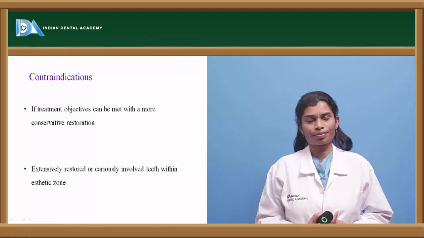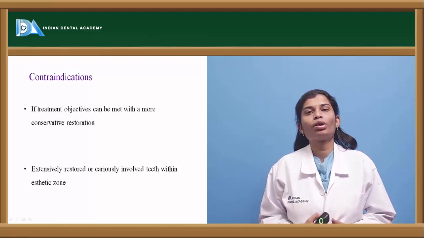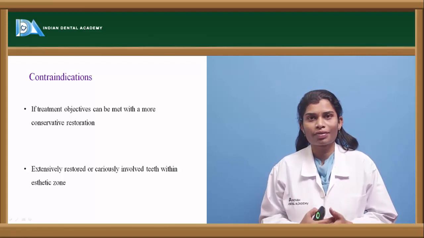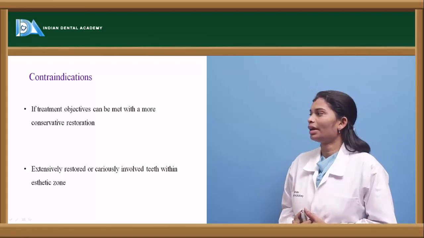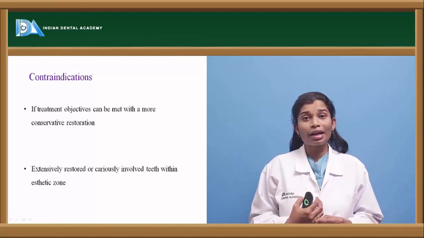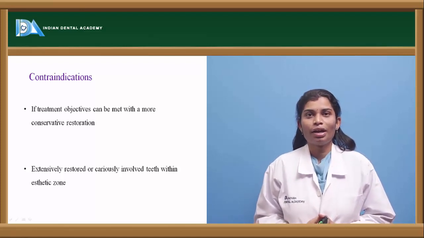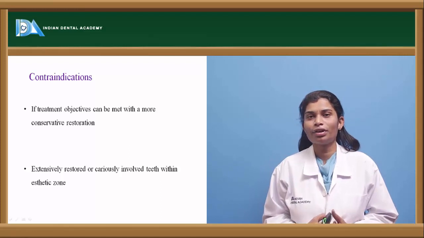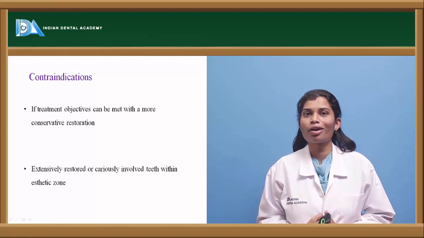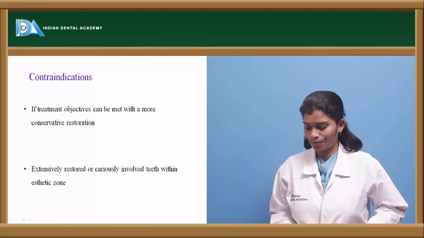Coming to the contraindications. Contraindications are if the treatment objectives can be met with a more conservative design. In such cases, you have to always vote for the more conservative design, like a partial veneer crown. And in cases of extensively restored or cariously involved teeth, you can give a complete cast crown only if it is not in an aesthetic zone, because a complete cast crown doesn't add to good aesthetics. In such cases, it is better you go with a porcelain fused to metal or an all ceramic crown, depending on the amount of tooth structure and the amount you can reduce.